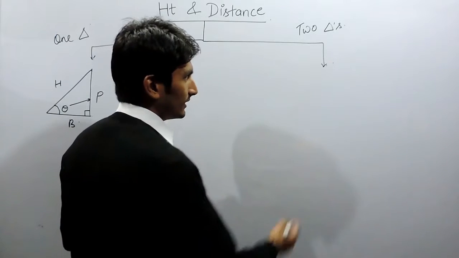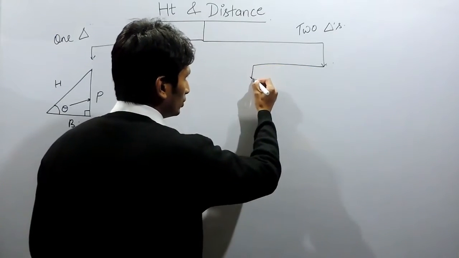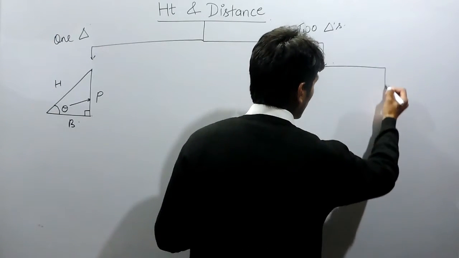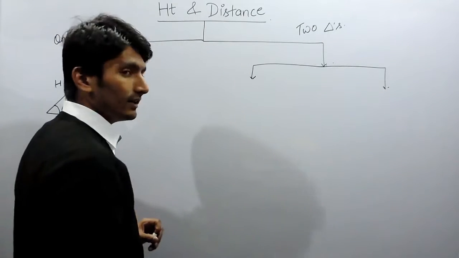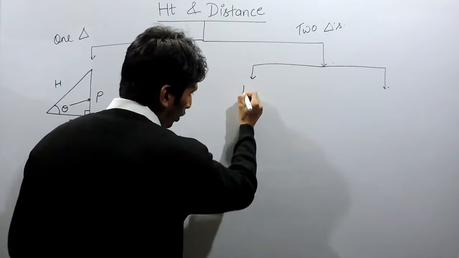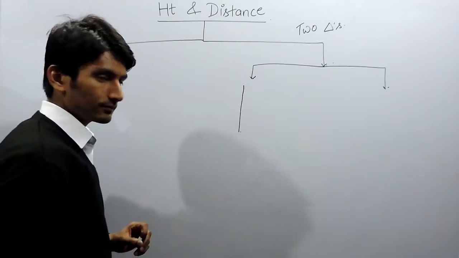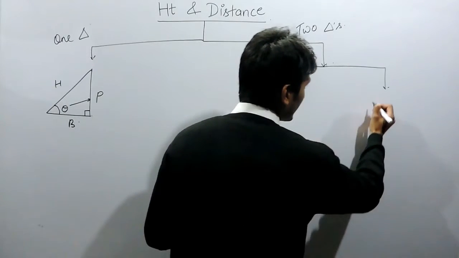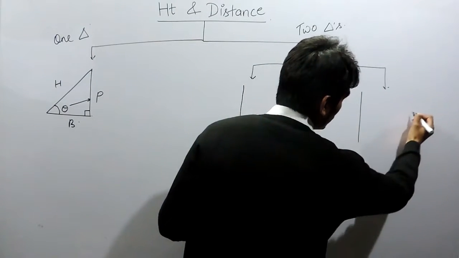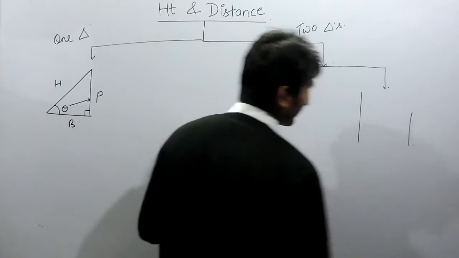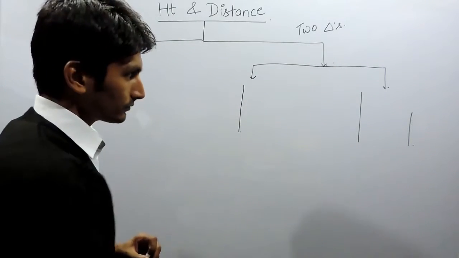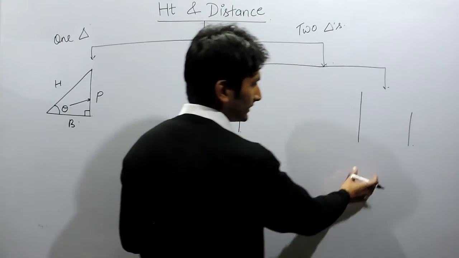2 triangles can further be divided into 2 parts. These 2 triangles can be formed on a single building, and these 2 triangles can be formed on 2 different buildings. Let me explain this case.